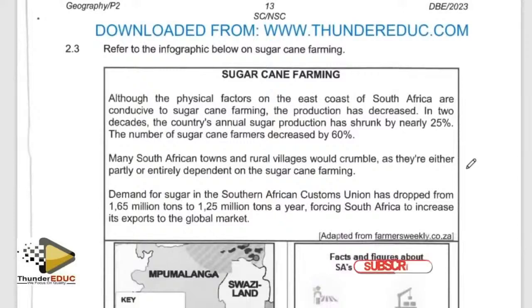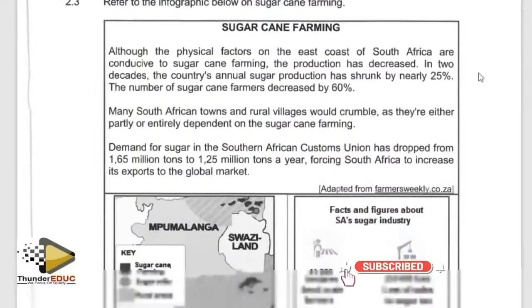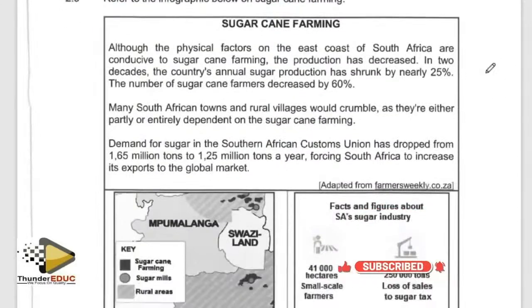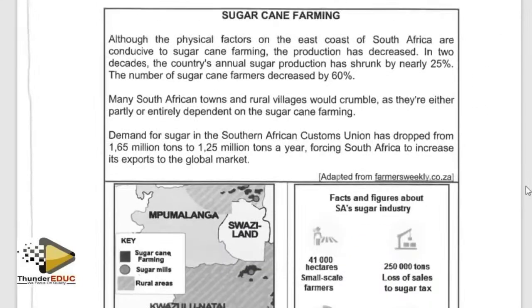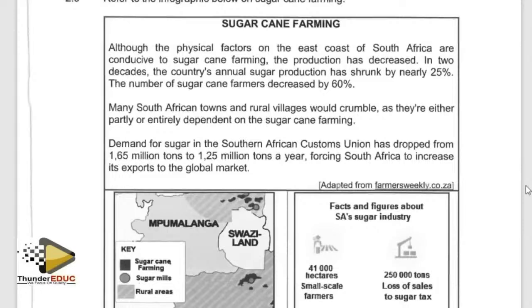So we have 2.3, which is referring to sugarcane production. It's an infographic, so we have to read it and interpret the necessary diagrams that are there. They say sugarcane farming: although the physical factors on the east coast of South Africa are conducive to sugarcane farming, the production has decreased. In 2 decades, the country's annual sugar production has shrunk by nearly 25%. The number of sugarcane farmers decreased by 60%.